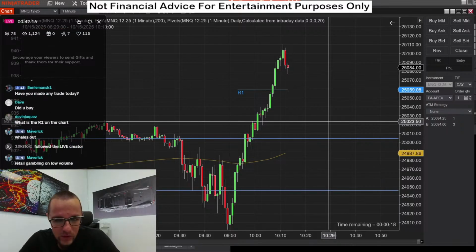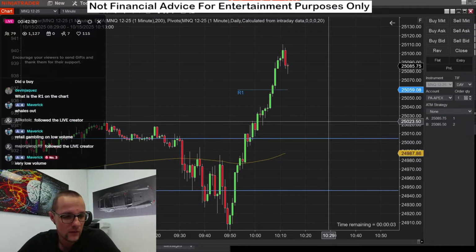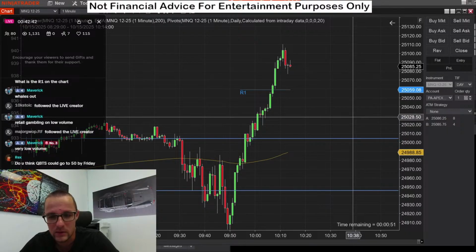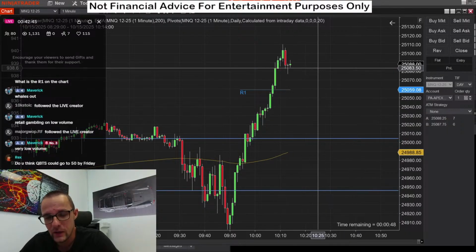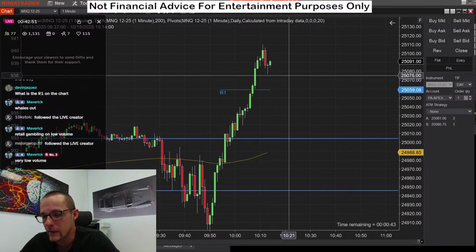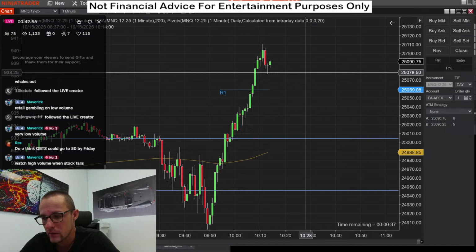Retail gambling on low volume? What do you mean? What are you talking about? I wouldn't say this is low volume. This is wild. Look at this move. I don't have the volume bars up, but I would assume this is not low volume considering the massive move we got up. Up here, if you have volume bars, you can see that it's trying to push up, but volume is dying down. That could be a sign of a pullback.